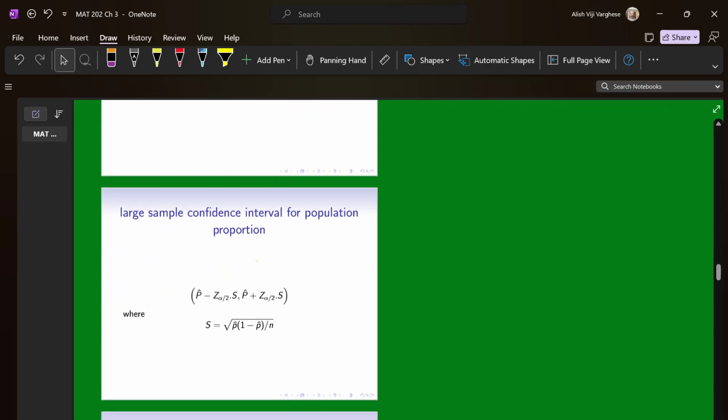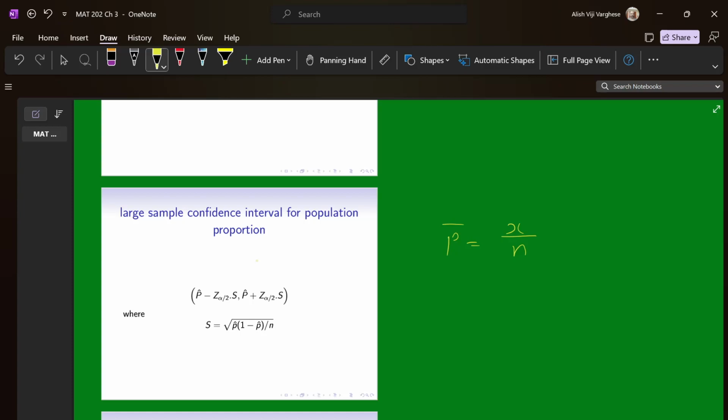Then for large samples, the confidence interval for the population proportion is given by p hat minus z alpha by 2 into s, p hat plus z alpha by 2 into s, where s is the standard deviation, which is given by square root of p into 1 minus p divided by n, where p hat is calculated from the sample, and which is given by p hat is equal to number of successes divided by the sample size.